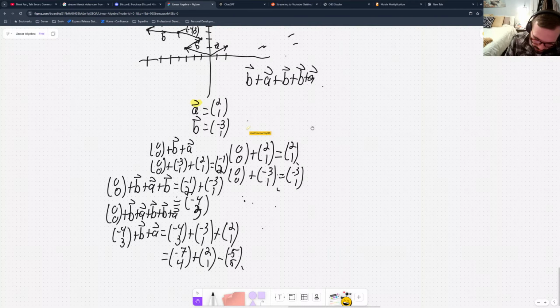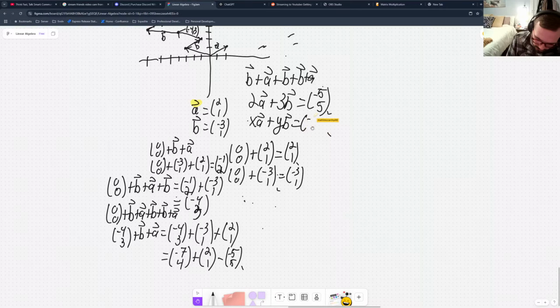So that's the same as saying 2A plus 3B equals negative 5, 5. And remember that we had xA plus yB equals negative 5, 5. So that means that x equals 2 and y equals 3. And it's just another way of solving this equation. Cool. All right, great.